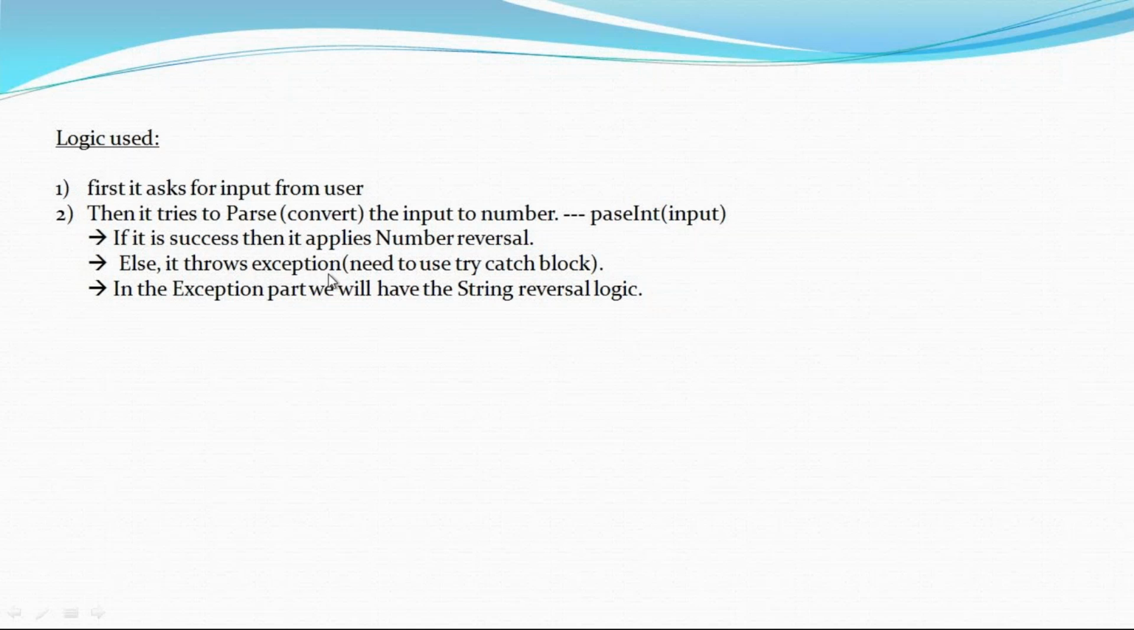If it throws an exception, it will execute the catch block. Obviously, if we use an exception, we need to use a try-catch block. The exception thrown by the try block will be caught in the catch block. Here, in the exception part, we will be writing the string reversal logic. So, whatever the input may be, in integer format or a string format, we can reverse it accordingly.